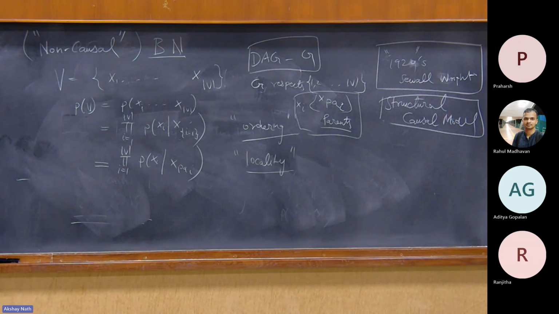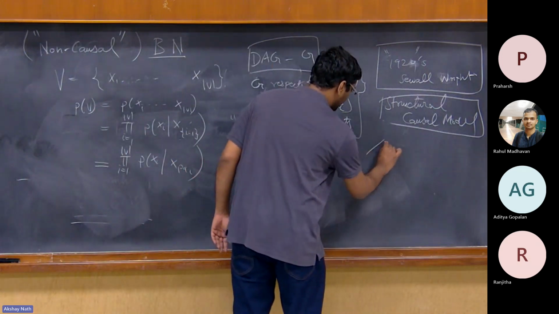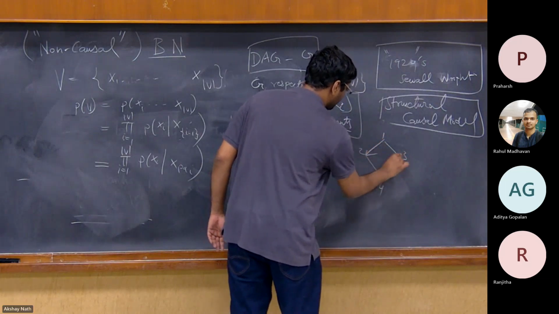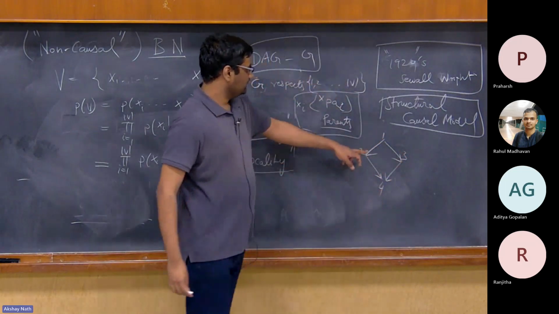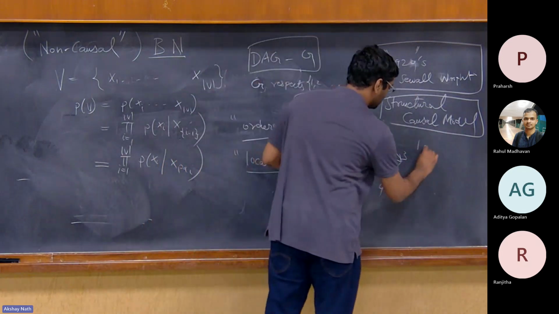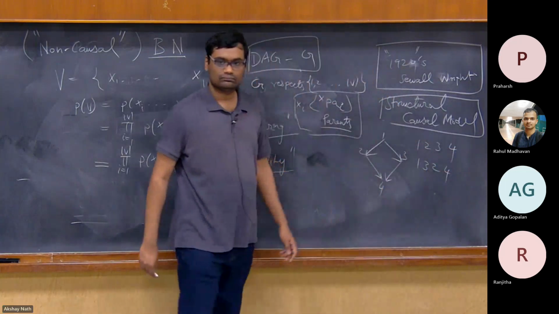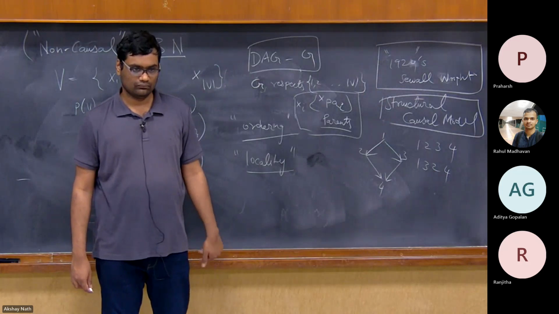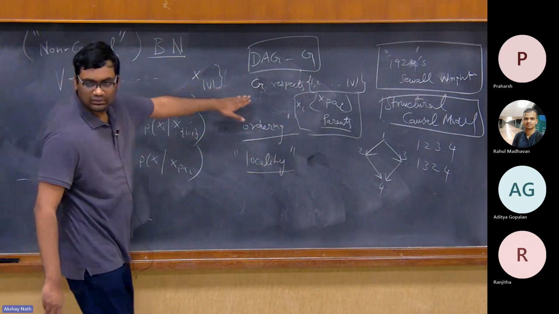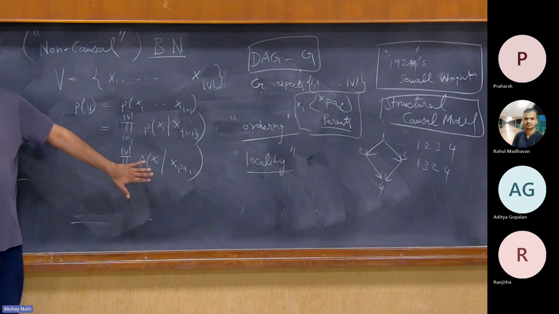You mean the partial order respects this order? Okay, so for example, if you have a graph like this, 1, 2, 3, 4, right? The partial order is 1, 2, 3, and 4, but it respects two orders: 1, 2, 3, 4, and it also respects 1, 3, 2. So both are consistent with this order. I'm just picking one G, and I'm claiming that according to that G, this distribution factorizes.